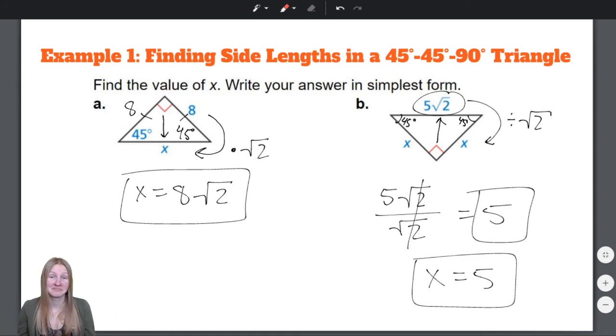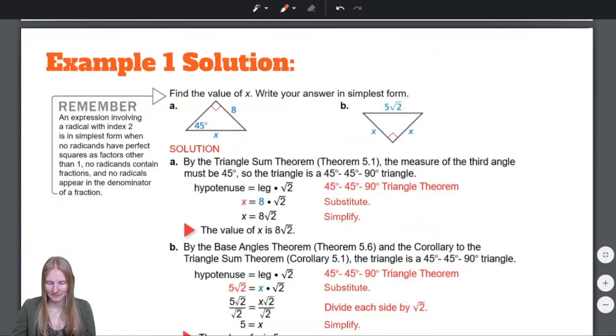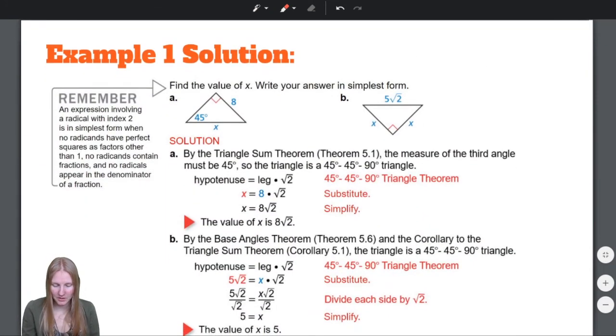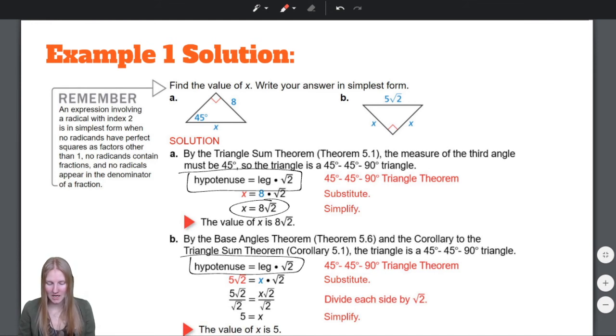There you go. Let's see if we were correct. Hypotenuse equals the leg times the square root of 2. So x is 8 times the square root of 2. Hypotenuse is equal to the leg times the square root of 2, which means that we need to divide by the square root of 2, and we get that x is equal to 5.